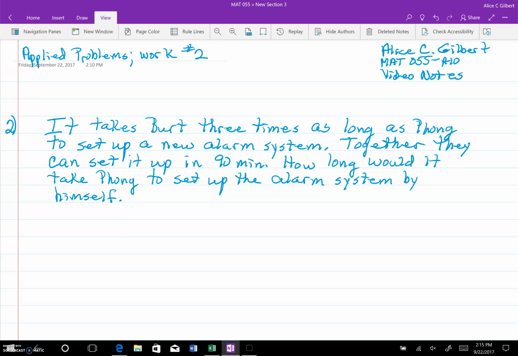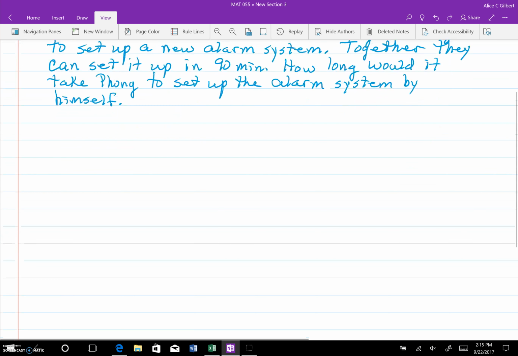And now here's the second example of a work problem. It takes Bert 3 times as long as Fong to set up a new alarm system. Together they can set it up in 90 minutes. How long would it take Fong to set up the alarm system by himself?